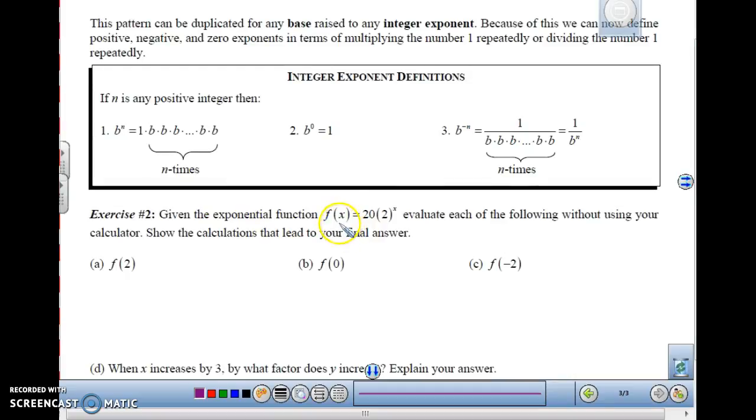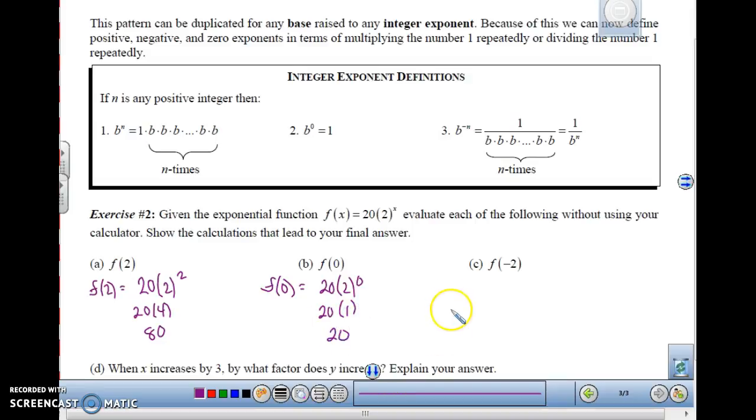Given the exponential function f of x equals 20 times 2 to the x, evaluate each of the following and show your calculations. So f of 2 means take 2 and plug it in. So 20 times 2 squared. All right, order of operations, do the squared first. So this is going to be 20 times 4, which is 80. All right, f of 0. 20 times 2 to the 0. What is 2 to the 0? It's going to equal 1. So 20 times 1 is just going to be 20.